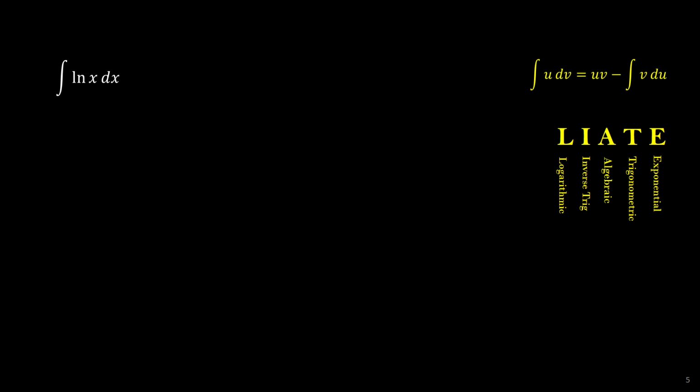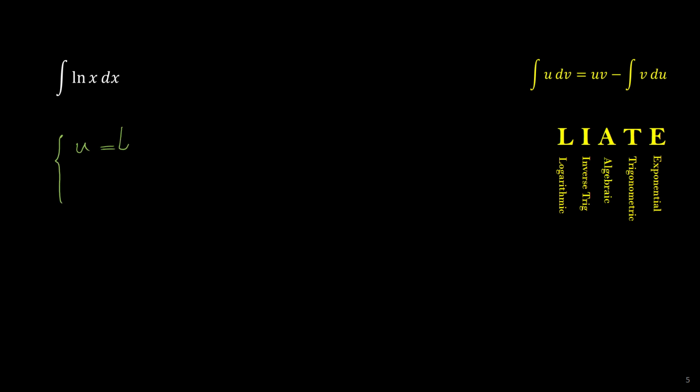Another example. Here we want to find the integral of ln of x. ln of x is one of the most important functions in mathematics, and so the integral of this function is also important. Based on the LIATE rule, because the only function that we have here is a logarithmic function, ln of x is a type of logarithmic function. So we choose ln of x as u, and the other part, which is dx, will be our dv. Note that here we have only one choice. ln of x is the only function that appears in this integral. So we choose that part as u.